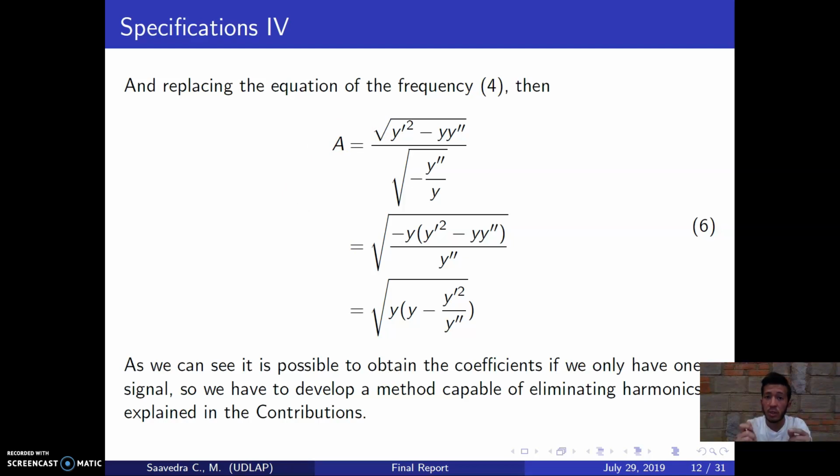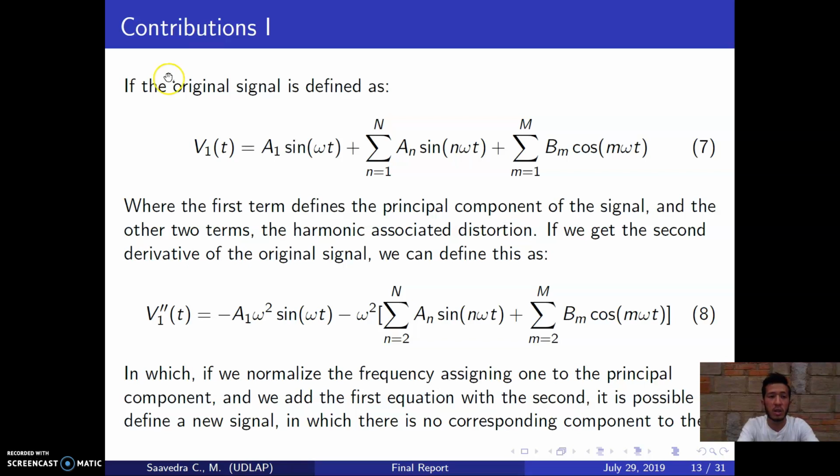So what we have to do is to develop a method capable of eliminating these harmonics. So we are going to explain this at the contributions. So if the original signal is defined as we have already said, the first term defines a principal component and the other two the harmonic association.